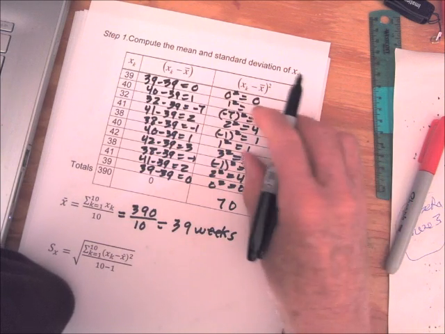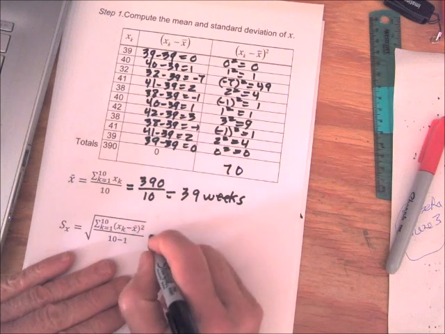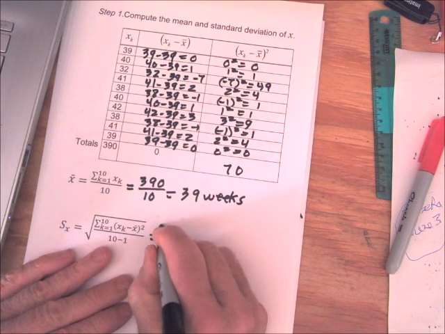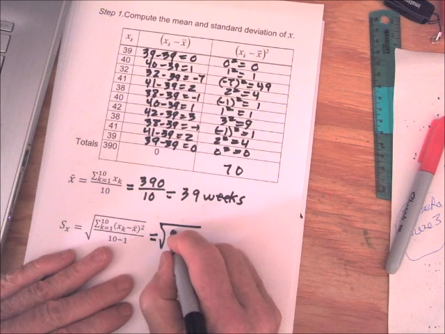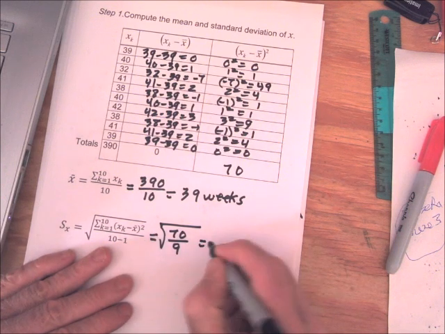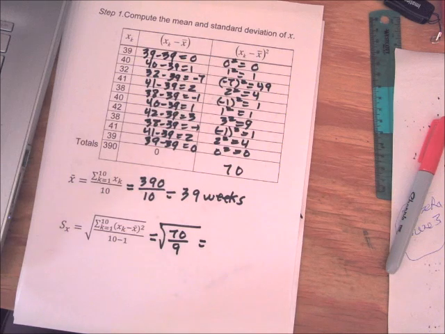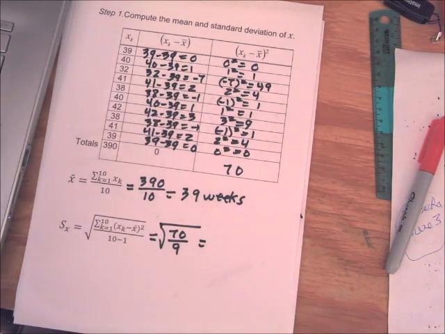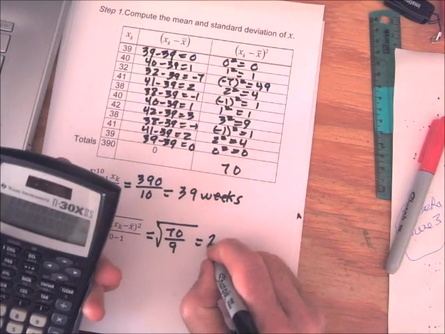Okay. So the standard deviation is the square root of the total of the last column, which is 70, over 10 minus 1, which is 9. So the square root of 70 over 9. Let's see what that is. The square root of 70 divided by 9. I get 2.78 something.